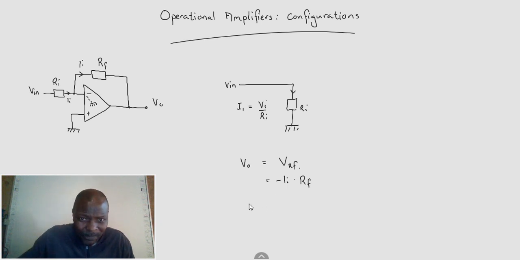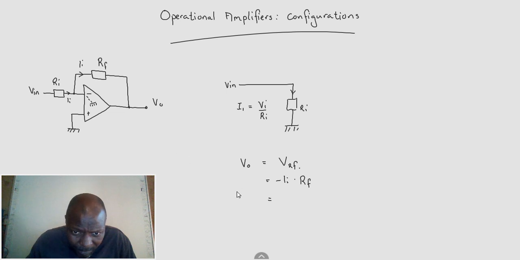What does this tell us? Previously, we said with the voltage follower, our V in and V out were in phase and together. But here, look at this. Our V in is positive, our V out is negative. Or we can say VRF, but VRF is negative. It's going to be a negative value.